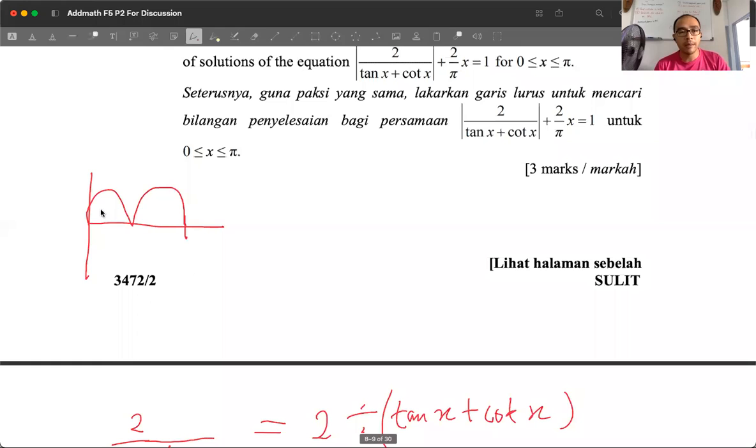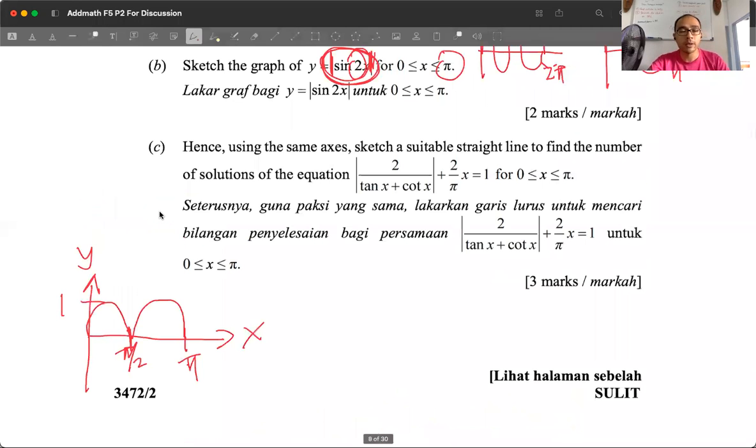Here is pi, this is 1, this is y and this is x. So this is how the graph will look like, 2 toyings over here. Here is pi, here is pi over 2. 2 marks: 1 for the shape and 1 for the amplitude.